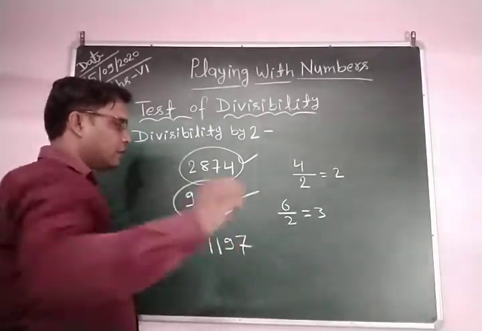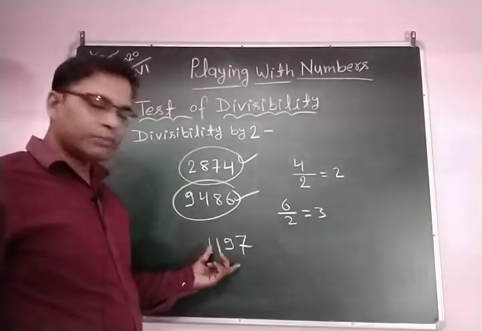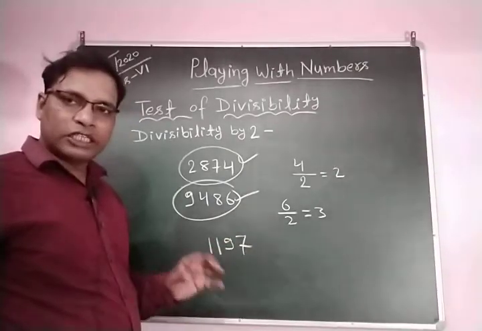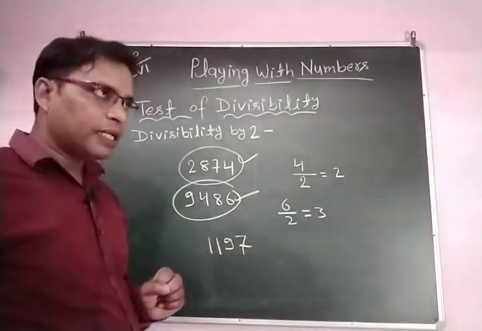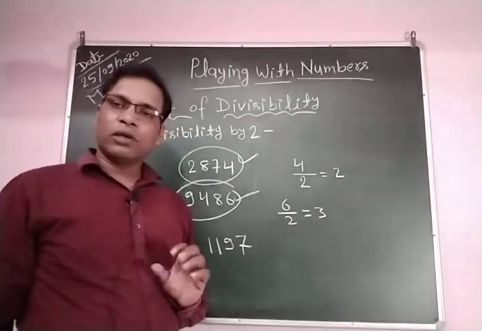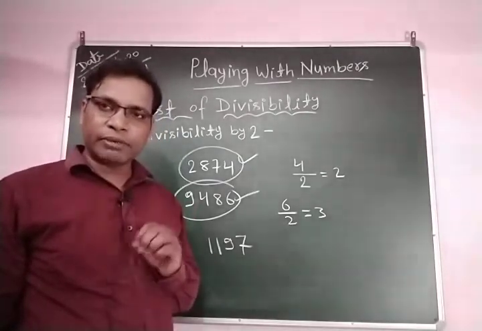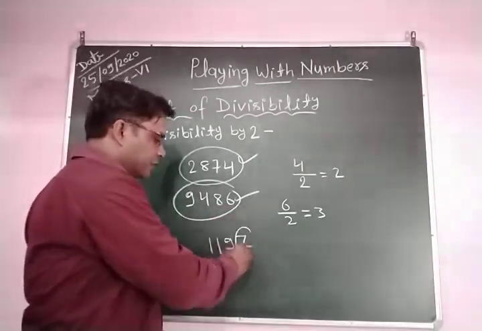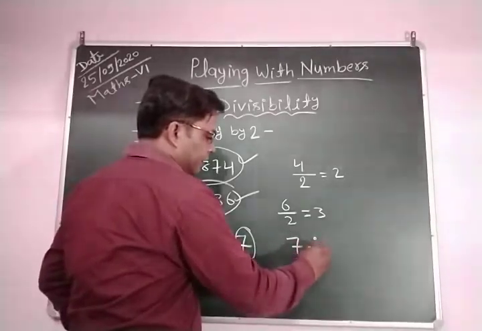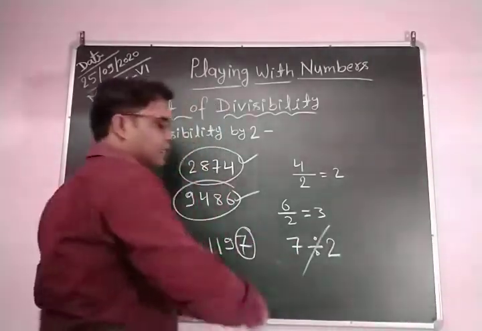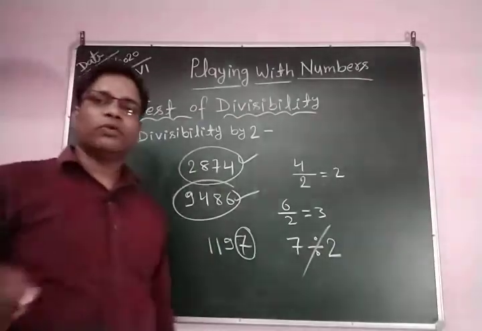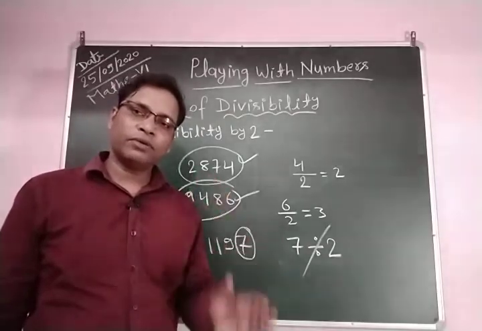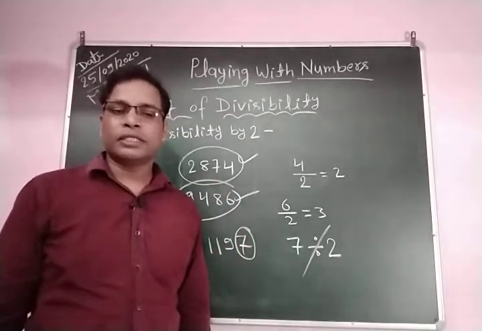1197. In this case, is this number divisible by 2 or not? How do we know? We check the ones place digit. Whether a number is divisible by 2 or not depends on the ones place digit. If the ones place digit is divisible by 2, then the whole number is divisible by 2. Here the ones place digit is 7, but 7 is not divisible by 2. Then you can say 1197 is not divisible by 2. Any number is divisible by 2 when its last digit is divisible by 2. Is this clear?